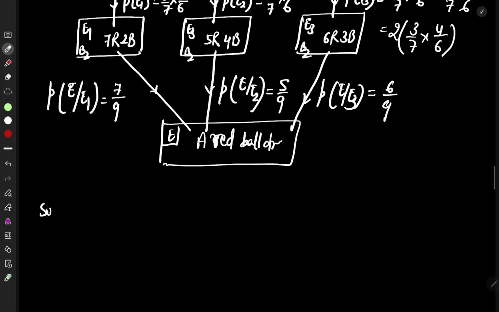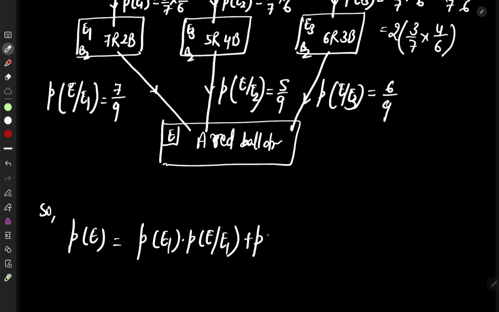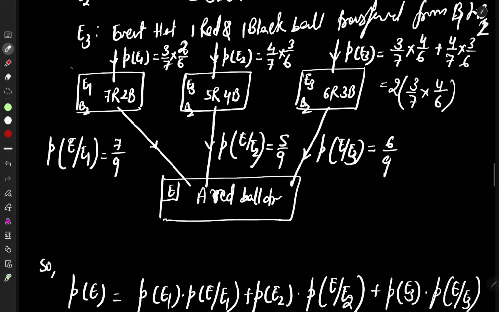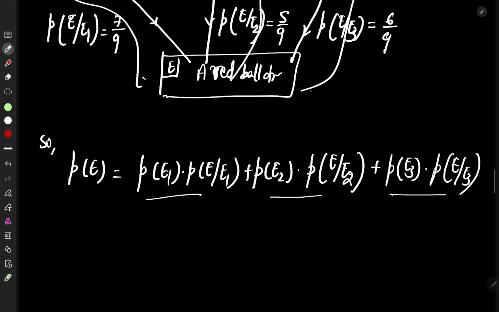Okay, so probability of E equals probability of E1 into probability of E given E1 occurred, plus probability of E2 into probability of E given E2 occurred, plus probability of E3 into probability of E given E3 occurred. Why is it this plus this plus this? It is a very natural thought, because maybe the red ball you are getting through this procedure or this procedure or this procedure. So "or" means sum.